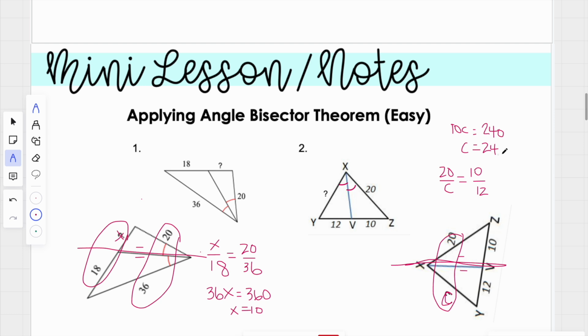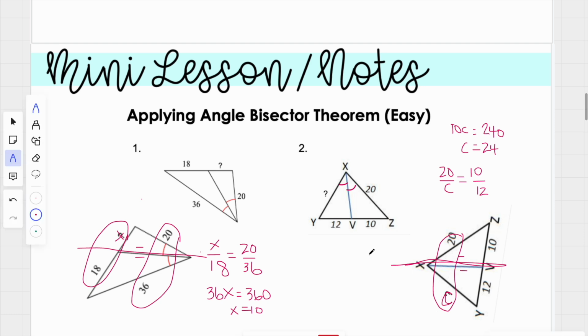All right, perfect. Now, one thing that you're going to want to do after you've solved for your variable is go back and double check that it works, that it seems appropriate. Okay, so 36 and 20. 20 is a little more than half of 36, and then 10 is a little more than half of 18. That seems like an appropriate answer. Same here. If I'm looking at my answer of 24, 12 is a little bit more than 10, 24 is a little bit more than 20. That looks appropriate as well.